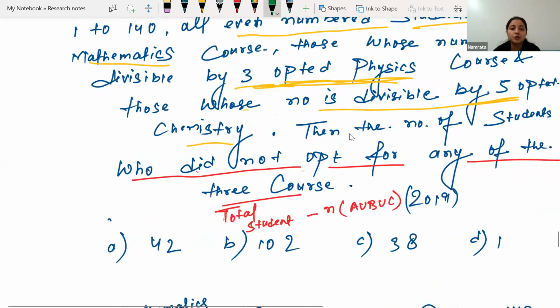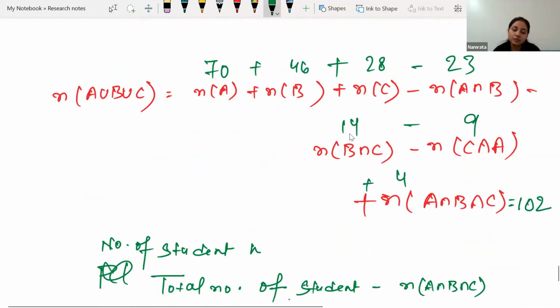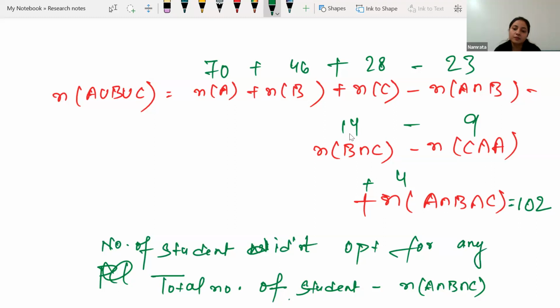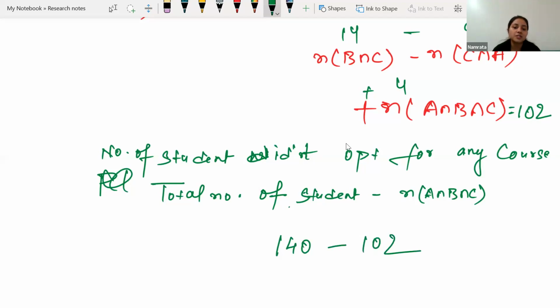Then the number of students who didn't opt for any course. This is what we have discussed in the very beginning. We will be subtracting it from the total number of students. How many total students? 140 students are there. 102 we will be subtracting. 10 minus 2, 8. 3, 38 we are getting.